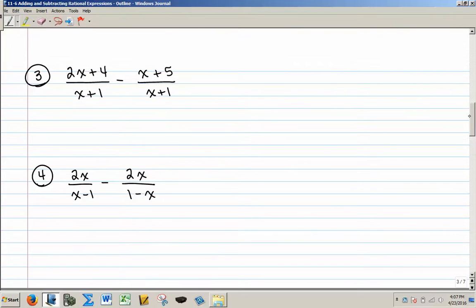Subtracting can be a little more complicated because we want to make sure that we subtract the entire second numerator. So I have 2x plus 4 over x plus 1 minus x plus 5 over x plus 1. So this is going to be the same as 2x plus 4 minus the entire quantity x plus 5, all over x plus 1.